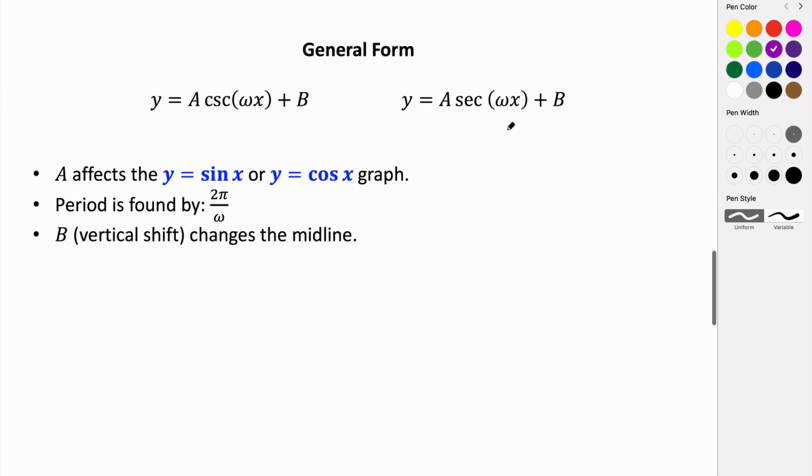So when we're looking at the general forms for these, the value of A affects the sine or cosine graph, right? It changes its amplitude, and then it will affect where the minimum and maximum portions are for our cosecant and secant function. And then we still find the period by taking 2 pi divided by omega, and then B just represents the vertical shift, and it changes the midline.